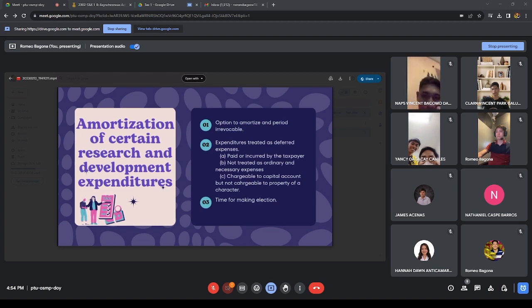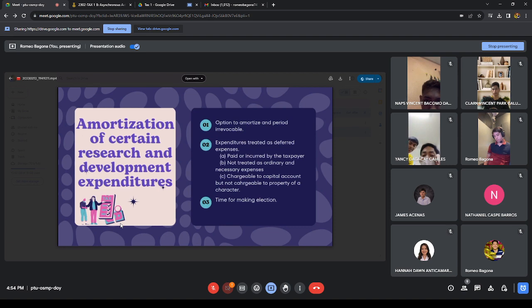Second, expenditures treated as deferred expenses. At the election of the taxpayer and in accordance with the rules and regulations to be prescribed by the Secretary of Finance upon recommendation of the Commissioner, the following research and development expenditures may be treated as deferred expenses: A, paid or incurred by the taxpayer in connection with his trade, business, or profession; B, not treated as ordinary and necessary expenses; and C, chargeable to capital account but not chargeable to property of a character which is subject to depreciation or depletion.